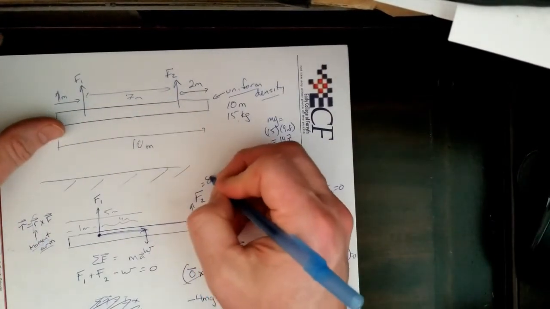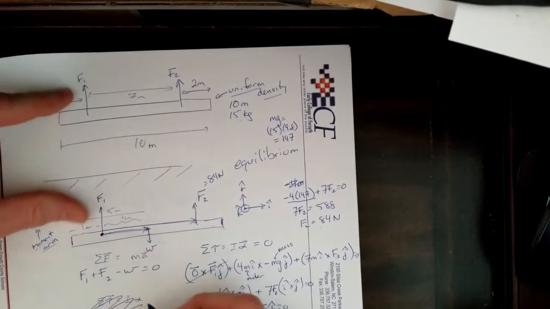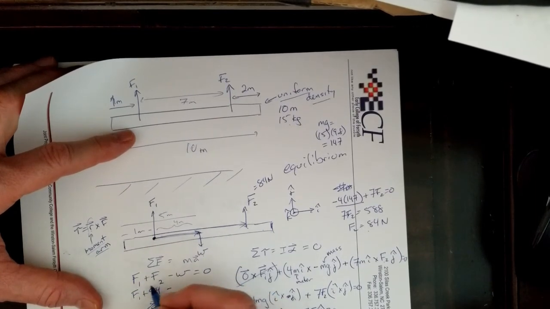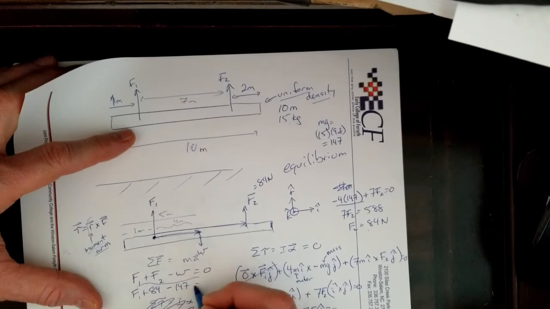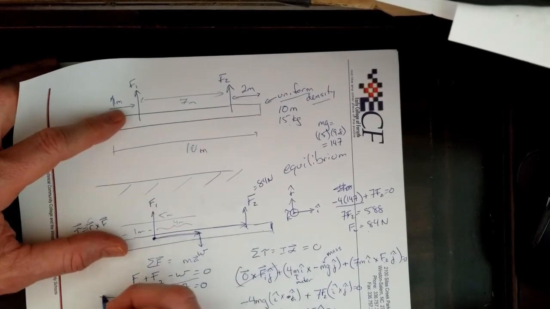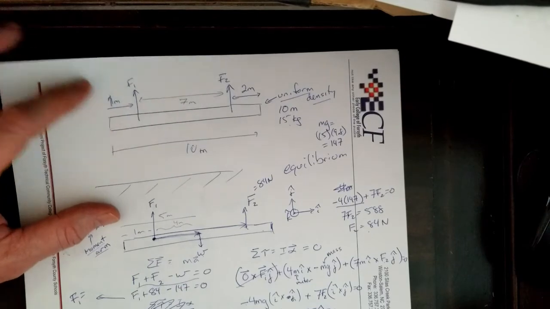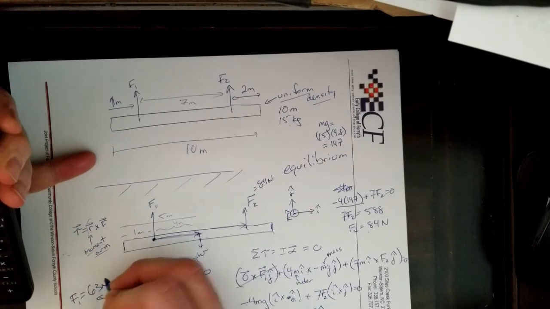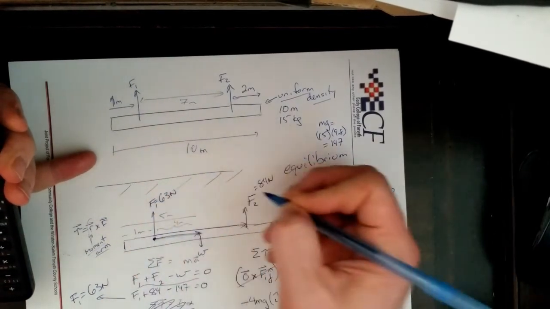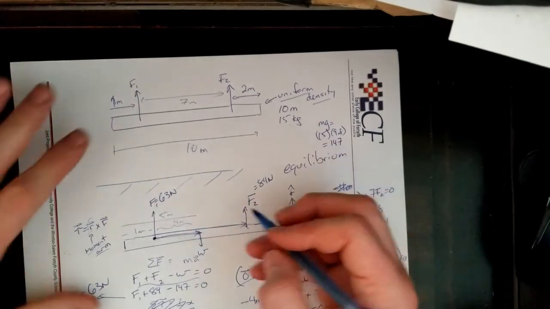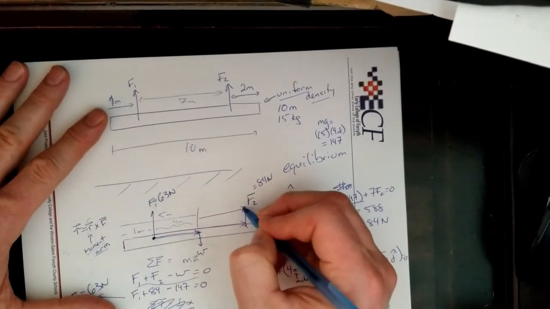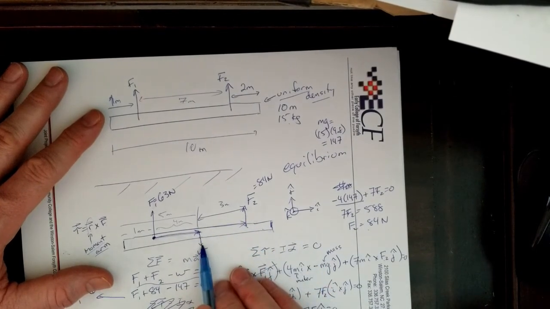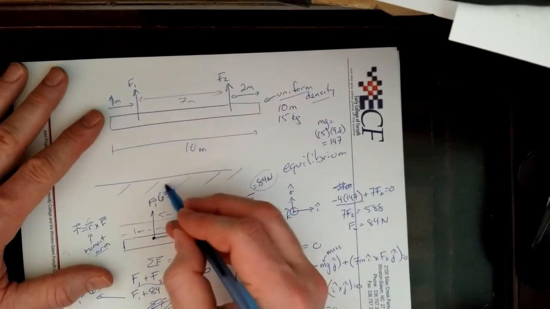So I know this now is 84 newtons. I can now go into this equation over here. This is 84. So F1 plus 84 minus 147 equals 0. And so F1 is equal to 147 minus 84, 63 newtons. So 63 newtons. Now notice that in terms of distance, this is 4 meters here, and this is 3 meters here. The force that's closer to the actual weight has a greater force. It's 84 newtons versus the 63 newtons.